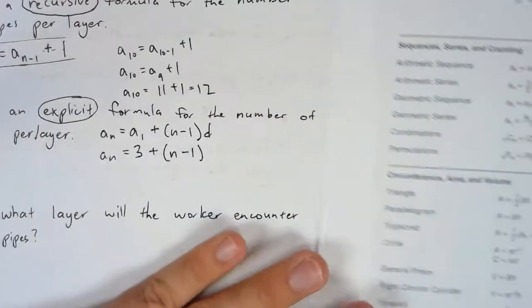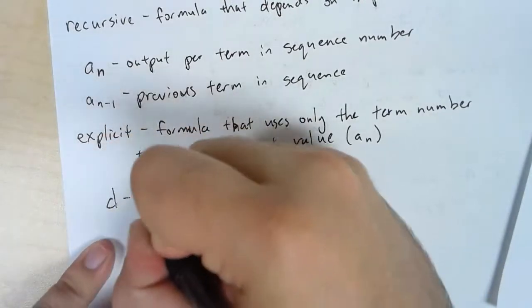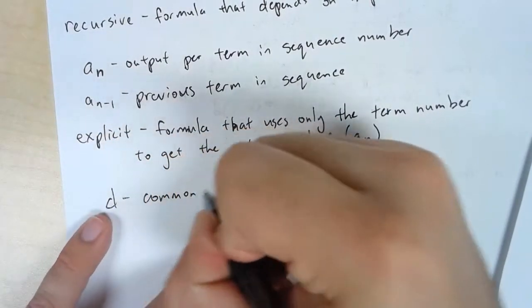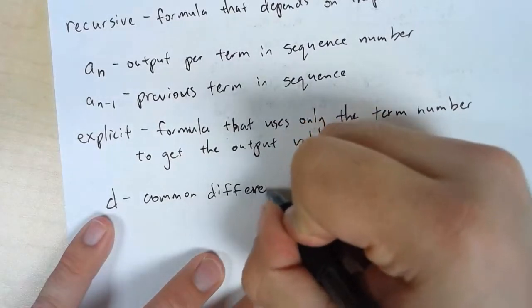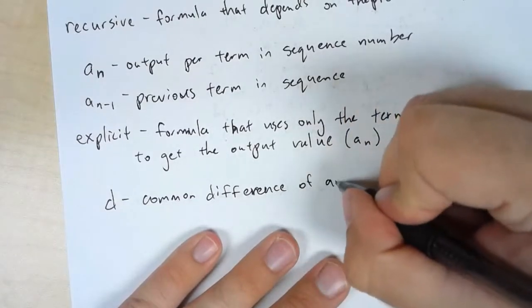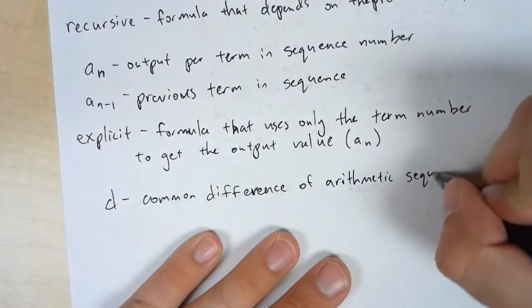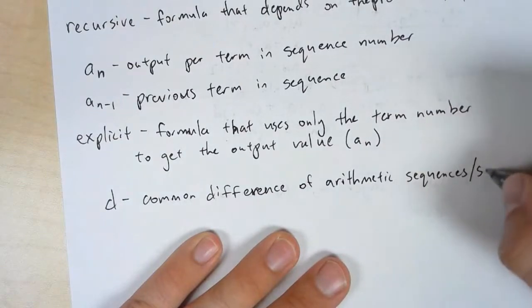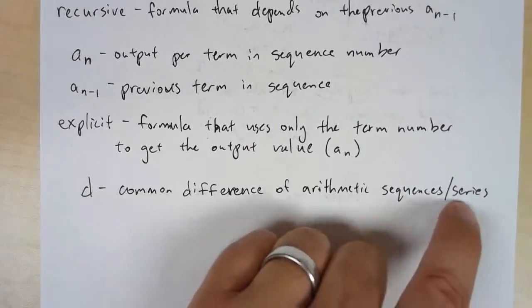And then they say this d thing, so let's talk about what this d is. So d is the common difference. So I'm going to write that on the back of my vocab sheet. So d is our common difference, spelled correctly, the common difference of the arithmetic sequences or series. It'll work the same thing. It's the same letter. We'll talk about what series are in a later video.